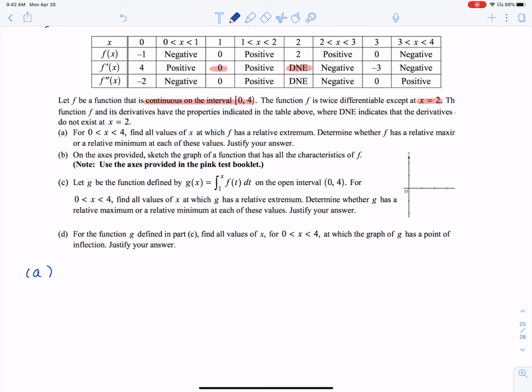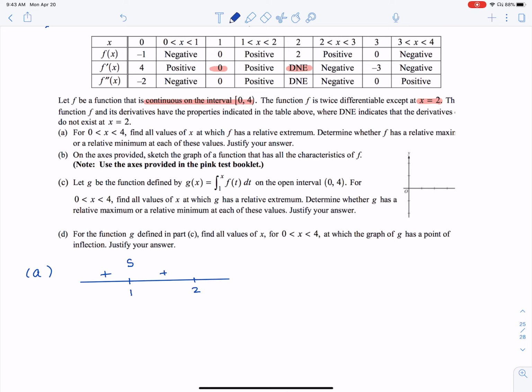So I'm going to make a sign chart for my function here, and I'm going to put in my critical numbers. So I have a critical number at 1 and I have a critical number at 2, right? Because when x equals 1, the derivative is 0. When x equals 2, the derivative does not exist. To the left of 1, we can see that the derivative is positive. To the right of 1, it's also positive. So what does that tell us? That tells us that there is a stall point at x equals 1. So there's not a relative maximum, there's not a relative minimum.